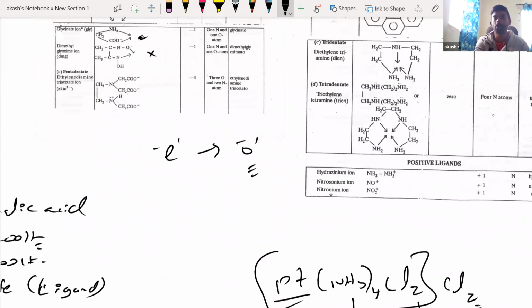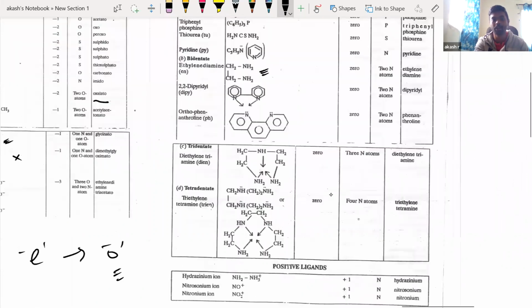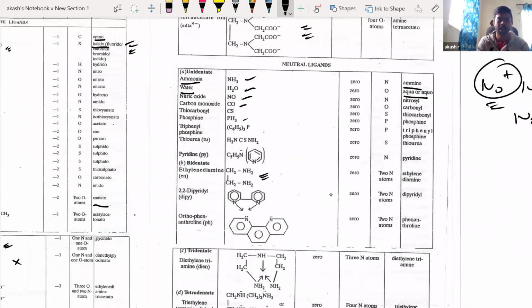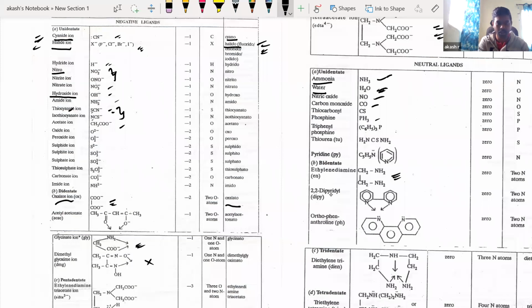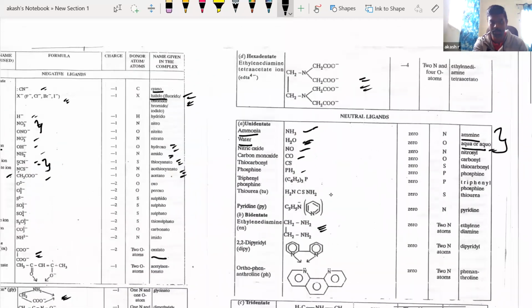Mostly we'll be doing this, but only for the neutral ligands, that is ammonia and H2O, those two alone you have to remember the names, amine and aqua. You have to be very careful with this. Other than that, you will not have anything else. Hydroxide, hydroxido; amide, amido; thiocyanate, thiocyanato; isothiocyanate, isothiocyanato. Again, the only thing you are doing is whenever we have an E, we replace it with O. Other than that, there's nothing much different.